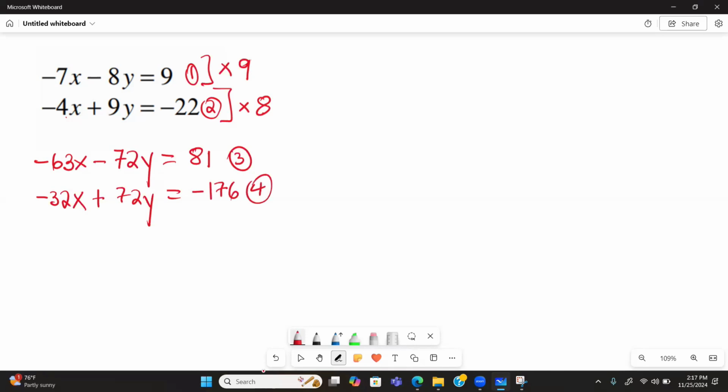Now, if you observe, you do realize that because we picked on the y coefficients, I was able to get the same numeric value when I flipped the numbers that I used to multiply my equations by. So now I have a negative 72 and a positive 72. Look, negative 72 and a positive 72. What can I do for it to become 0? I'm going to add, because when the signs are different, we add.